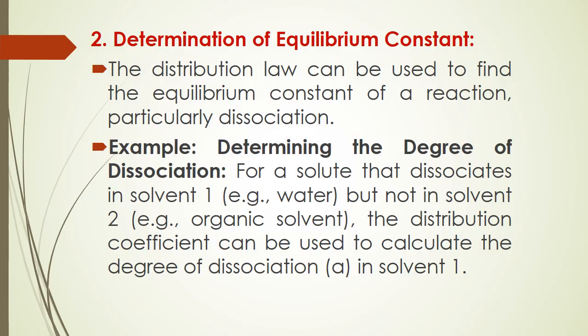Determination of equilibrium constant. The distribution law can be used to find the equilibrium constant of a reaction, particularly dissociation. For example, determining the degree of dissociation for a solute that dissociates in solvent 1, that is water, but not in solvent 2, that is an organic solvent. The distribution coefficient can be used to calculate the degree of dissociation in the solvent.